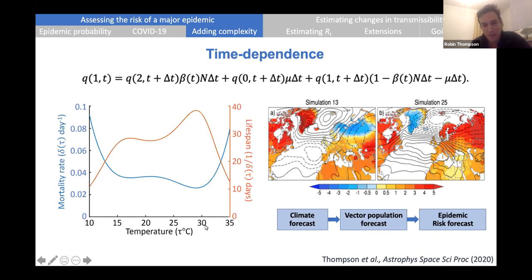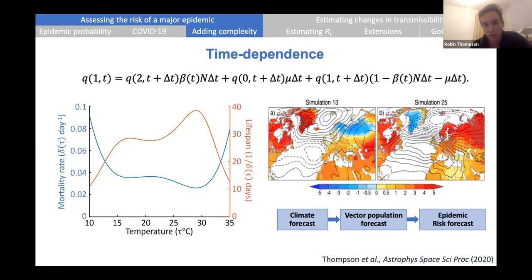So this is all predicated on relationships like this one here. This is for Aedes aegypti mosquitoes, from lab-based experiments. And what it shows is that there's an optimal temperature for Aedes aegypti mosquito survival. So you can imagine that if temperatures change in specific locations such that the temperature is close to 30 degrees, just below 30 degrees, then vector lifespans are likely to be longer.